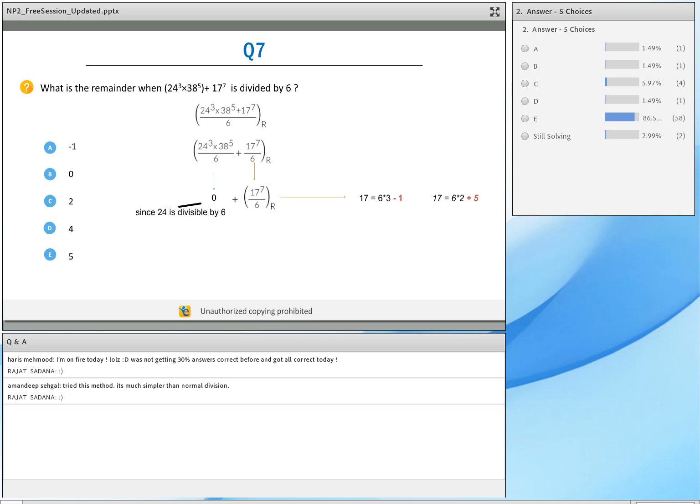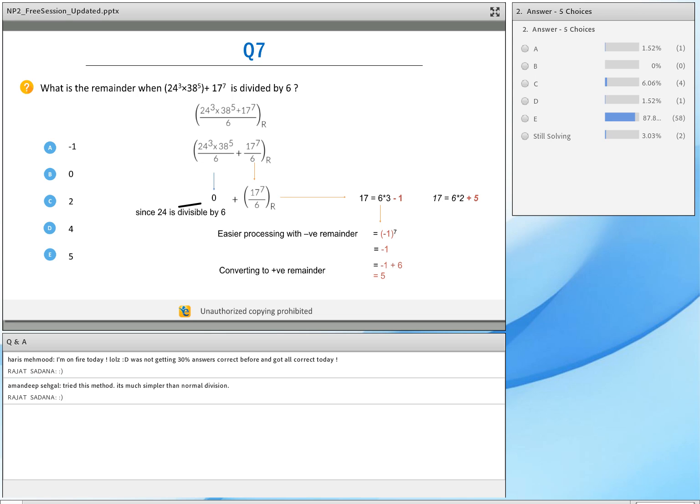We use the concept of negative remainders. Why? Because 5 to the power 7 is very difficult. So we say, hey, 17 can be expressed as 6 times 3 minus 1, which leads to minus 1 to the power 7, which is minus 1. Now the remainder cannot be negative. So what do we do? We add the divisor to it, and we get the remainder as 5.